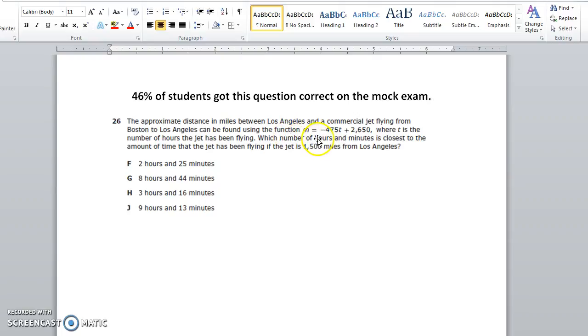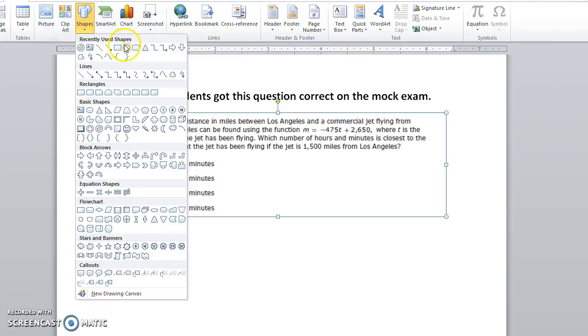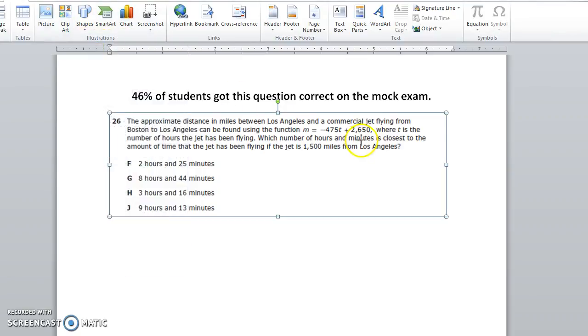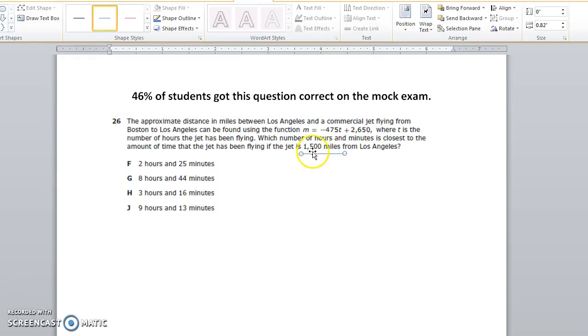Which number of hours and minutes is closest to the amount of time that the jet has been flying if the jet is 1,500 miles from Los Angeles? So the one clue they're going to give me is 1,500 miles. They give me my equation here, and they tell me that I'm going to plug into that equation 1,500 miles. So the question I'm going to ask myself is, where should I plug the 1,500 miles into? Should I plug it in for the m, or should I plug it in for the t?